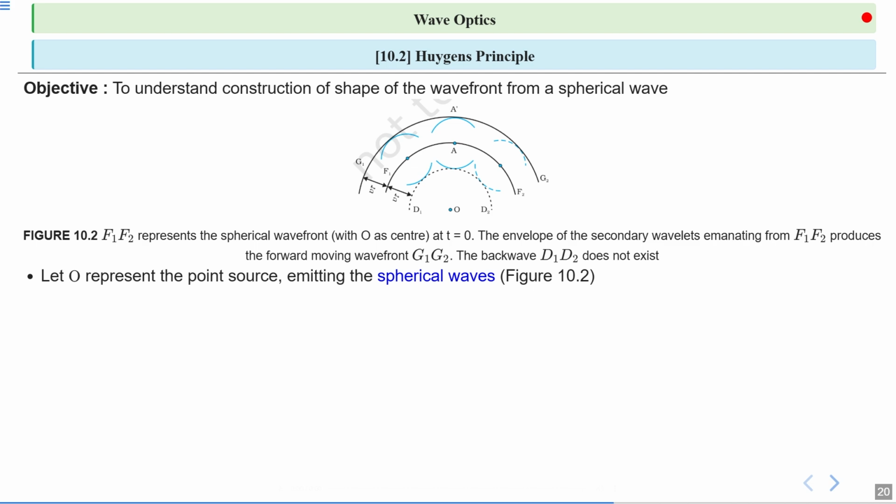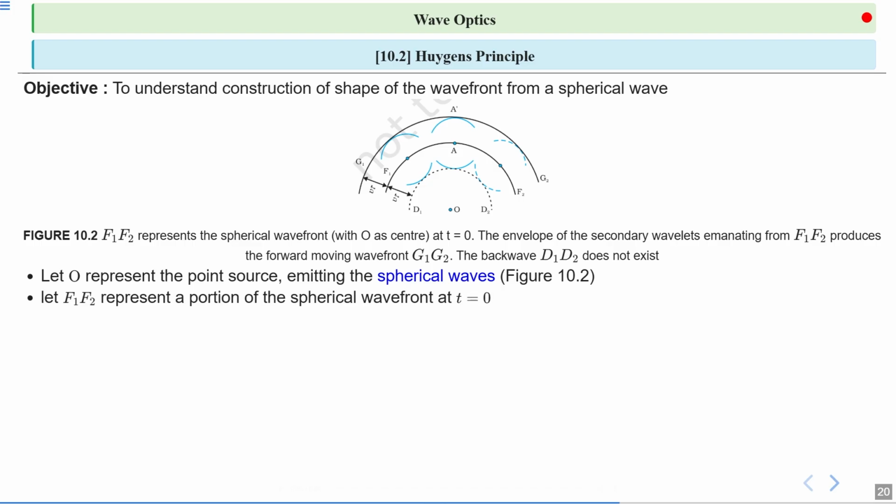So let's start by identifying the point source represented by O, which emits spherical waves. This is crucial because the point source is the origin of the wavefronts we are studying. Imagine dropping a stone in water. The ripples are similar to these spherical waves. This visualization helps us understand how waves propagate from a central point.